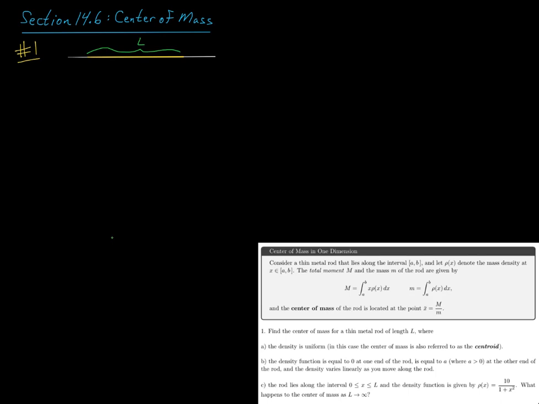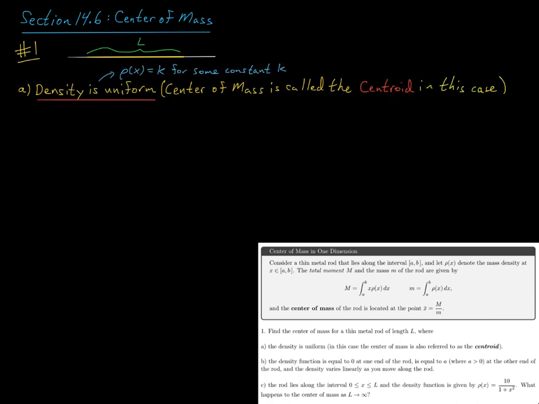Alright, in this next video we're going to look at the first question on the worksheet that says find the center of mass for a thin metal rod of length L, and in part A it says the density is uniform. Okay, so if the density is uniform, then we're really just saying that our density function rho of x is just constant, so I'll call that constant k.